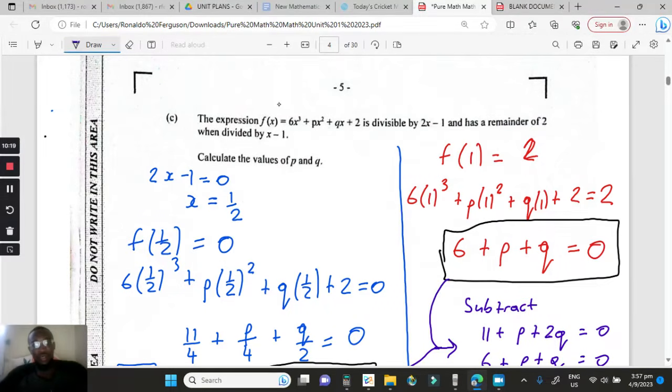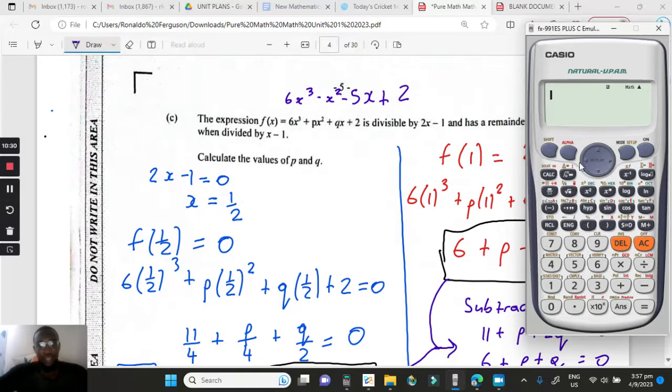So this is now 6x cubed minus x squared. q is -5, so minus 5x plus 2. What I'd love you to do is take out a calculator and ask the calculator to solve that cubic equation. One of the answers you're supposed to get is a half. If you don't get a half, you know something is wrong. So equation, cubic: a is 6, b is -1, c is -5, d is 2.